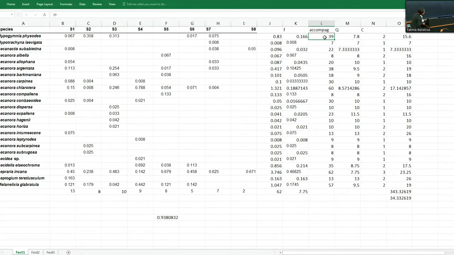Move to the second. The second is more simple. It exists only in one seat, the seven. The second. It exists only in the seven. Yes. The number of accompanying species in this case is six, divided by one, because it exists only in one seat. We divide it by one, yes.